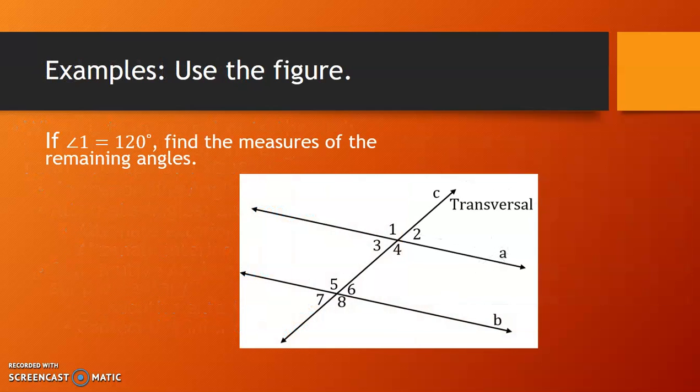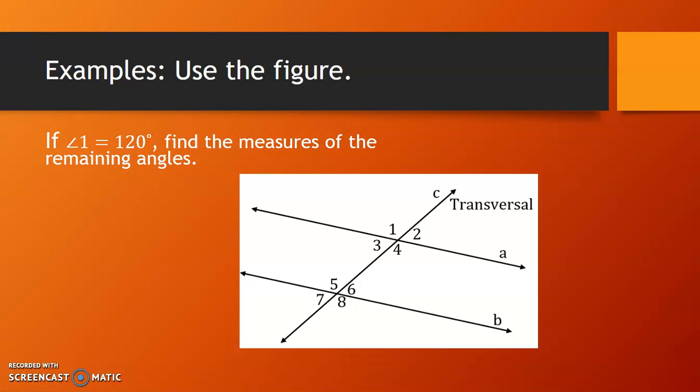For example, if you are told in this picture that angle 1 is 120 degrees, and they ask you to find the measures of the remaining angles, you could use all of those angle pairs that we talked about in order to help you figure this out. An easy shortcut: if you look at the pairing 1, 2, 3, 4, those form those vertical angles that I told you about. So 1 and 4 are vertical because they're directly across, and you can see that they look the same. 2 and 3 are also vertical, and they also look the same.